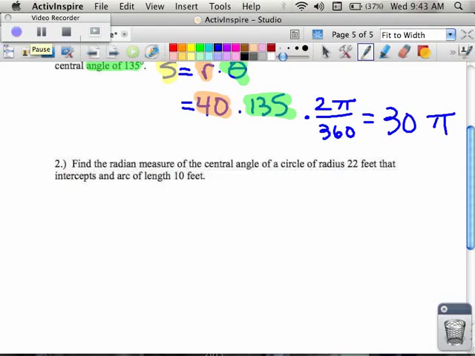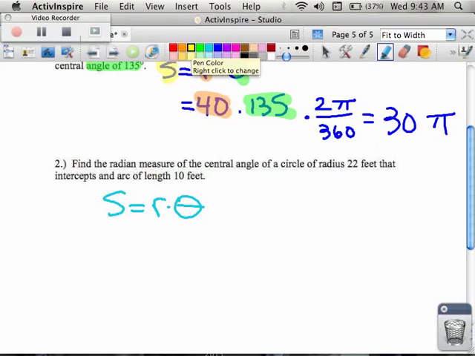Now, believe it or not, this is probably the shortest question you'll ever get on a test. It says S equals R theta, because we're talking about arc length. They give me the radius is 22. That goes here. They give me an arc length of 10. This goes here. Find the angle.